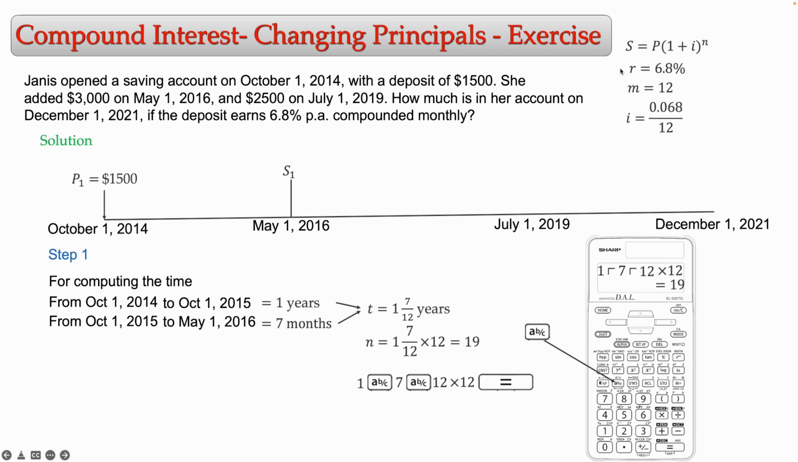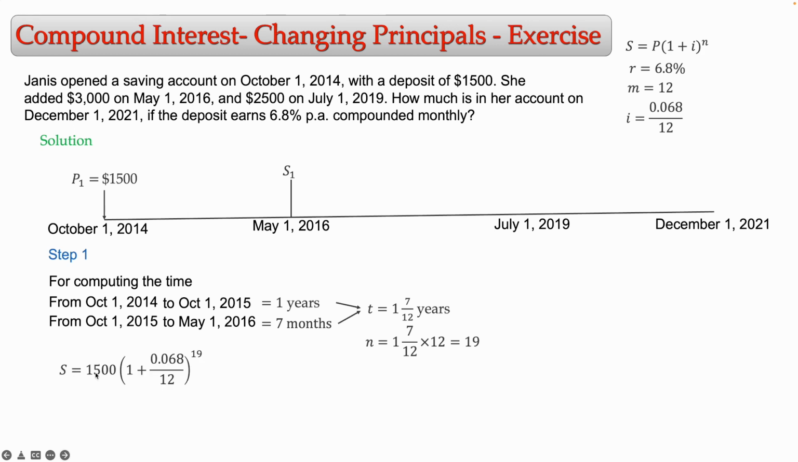So now that I have this, the only thing I need to do is make a substitution. P is 1500, i is 0.068 divided by 12, and this n is 19. So let's make a substitution and type it here. So it will be 1500, open bracket, 1 plus 0.068 divided by 12, to the power 19. And this is just using this formula. And then you can use whatever calculator to do that. I'm going to be using the Sharp calculator 500.